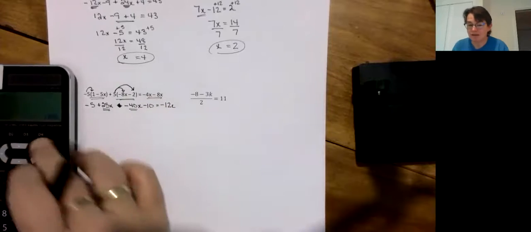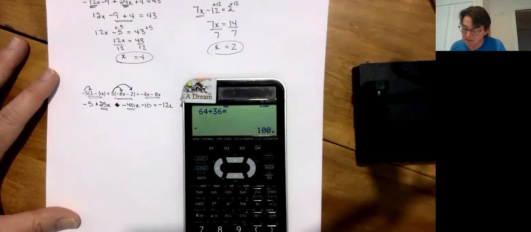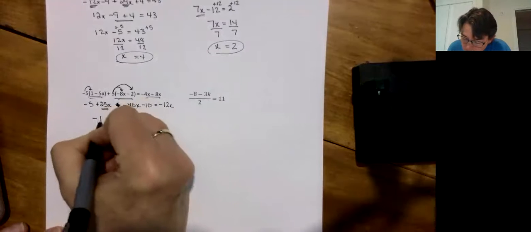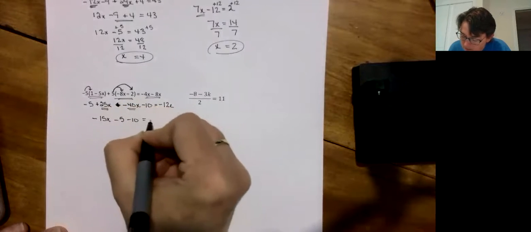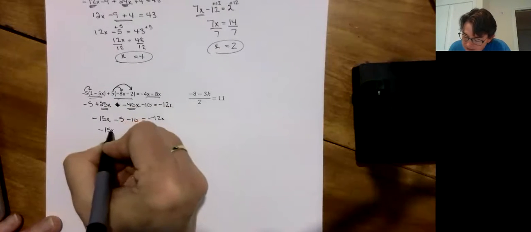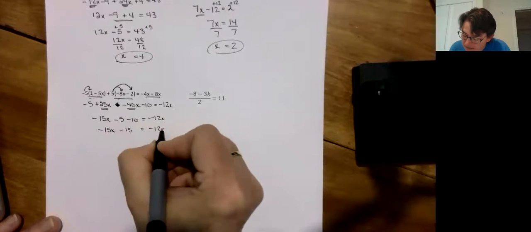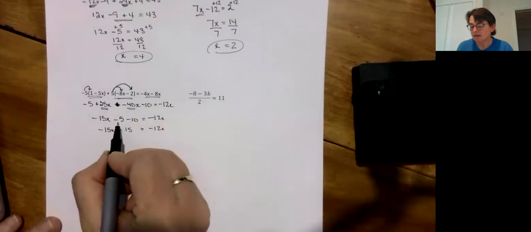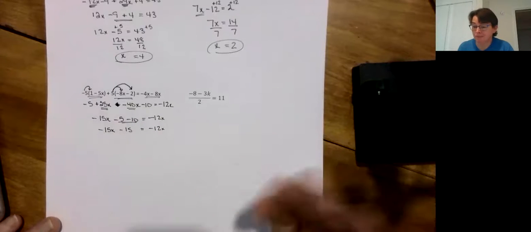Okay, I think it's 15, but I don't want to reshoot this video and reprint my page because I did it wrong. Yep, all right. So minus 15x minus 5 minus 10 is equal to minus 12x. Minus 15x minus 15 is equal to minus 12x. And if you're wondering, yes, I could have done this step up here, but now that I remember I was just doing one step at a time, I'll go back to doing that.